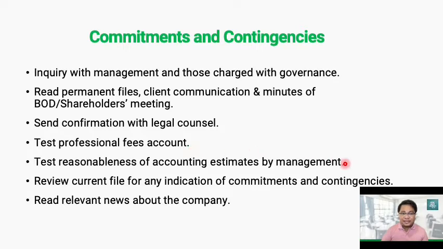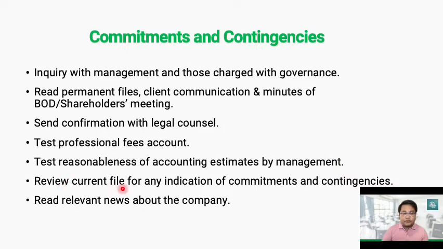So we also test the reasonableness of the accounting estimates made by management, or emanating from the judgment of the management, to determine whether they are fairly presented in the notes to financial statements. In fact, in the financial statements of our client, there's a separate section in the notes to financial statements explaining the significant accounting policies and judgments made by the management related to their financial statements.